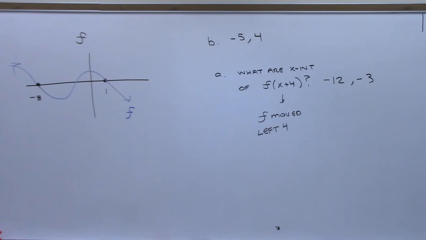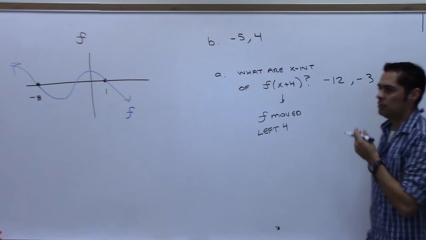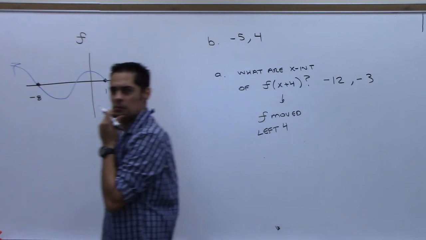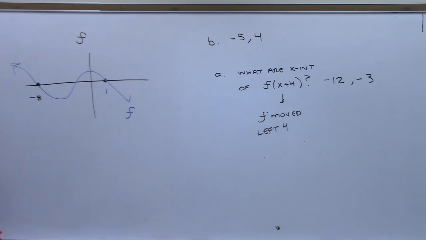What are the x-intercepts of 2x? Next is 8 and 1. What? Negative 16 and 2? Would it be negative 8 and 1? Yeah. What does the 2 do to it?